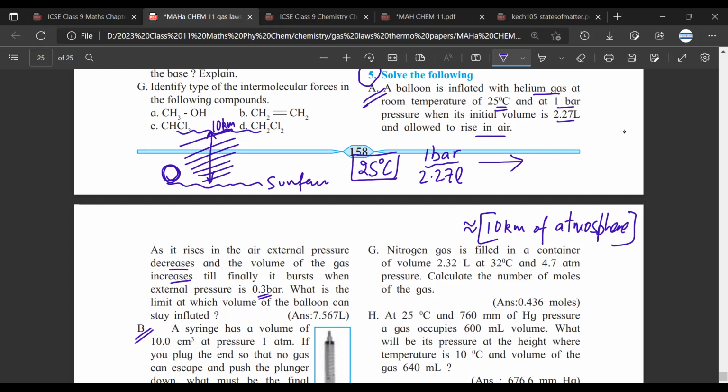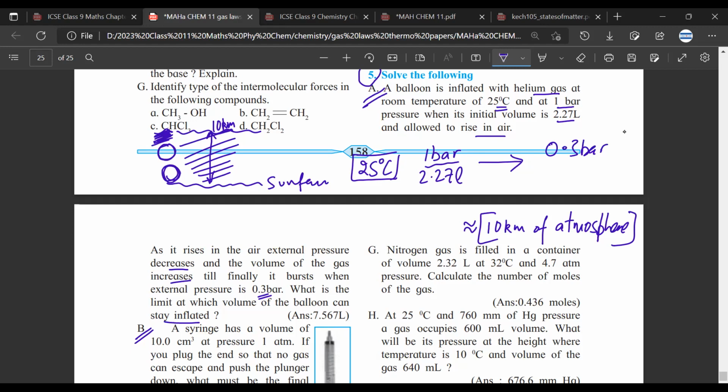Now when it starts to rise, let us assume that the balloon reaches here. Now here, only this much amount of atmosphere would be above the balloon. So that is why the pressure would be lesser. So the pressure has decreased. What is the limit at which the volume of the balloon can stay inflated?